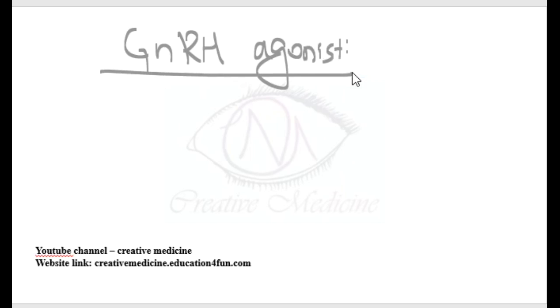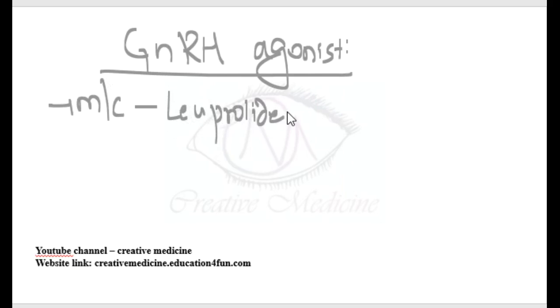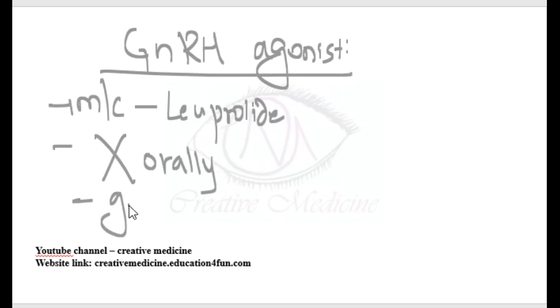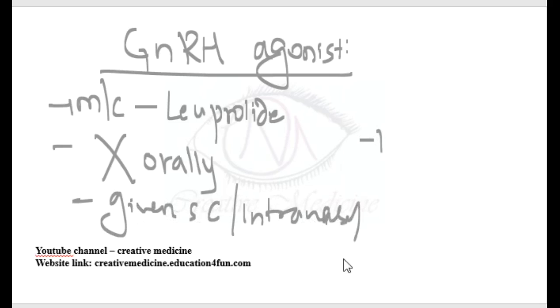In gonadotropin releasing hormone agonists, the most commonly used agonist is leuprolide. Leuprolide cannot be given orally. It is given through the subcutaneous route or intranasal route. The side effects of gonadotropin releasing hormone agonists are mainly related to decreased estrogen, like hot flushes or osteoporosis.